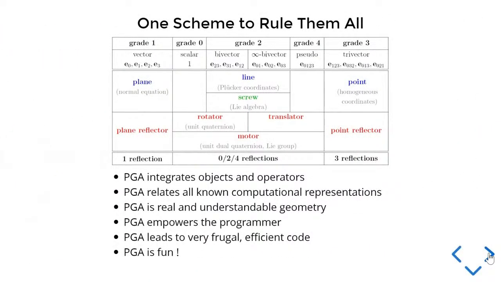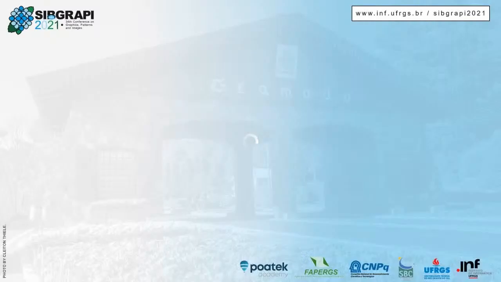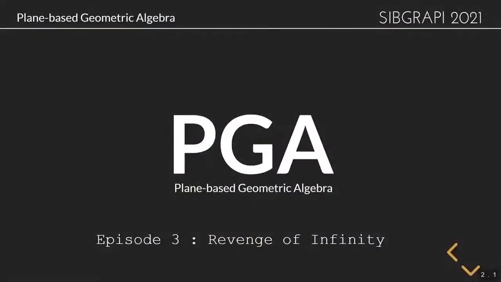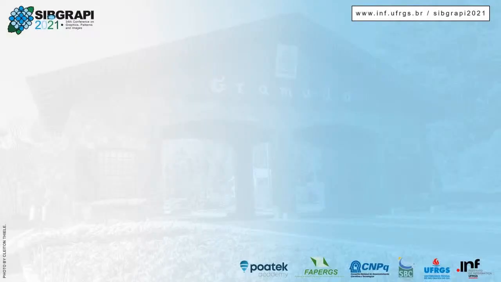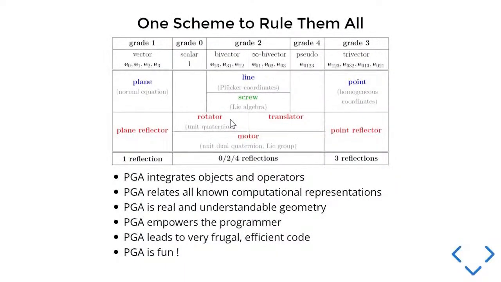At the end of the talk, you will realize that all the elements that you like to be available, the planes, the lines, the points, but also the transformations, motors, we call them, translators and rotators, reflections, everything is present in a unified framework, which not only has the objects, but also integrates the objects and the operators.